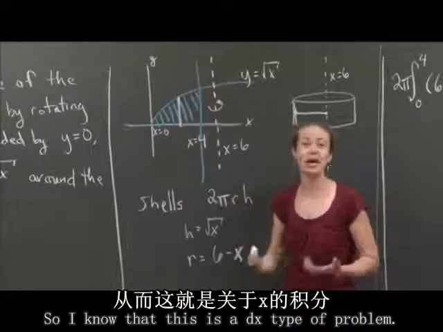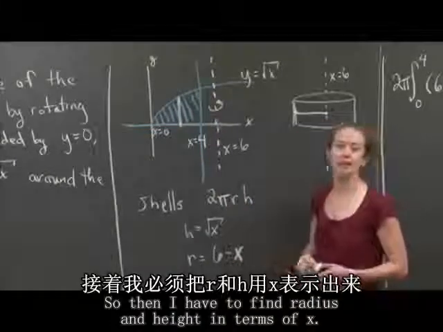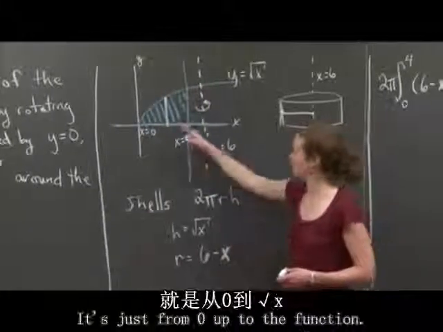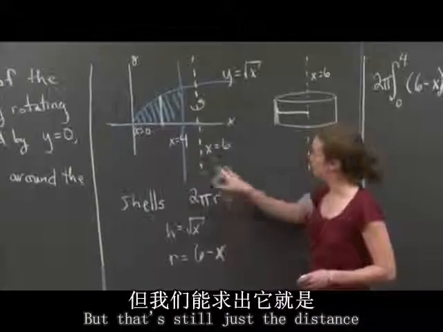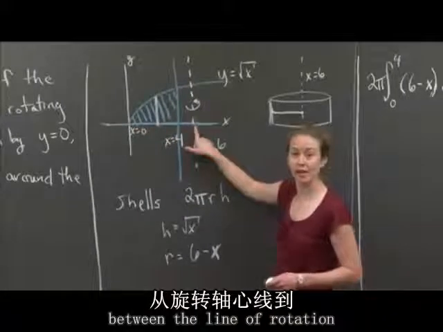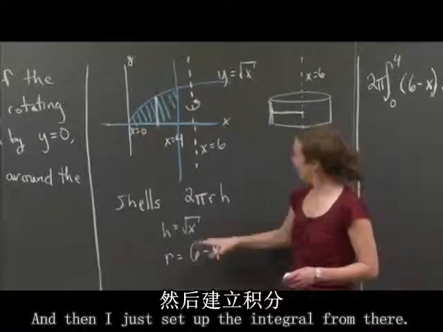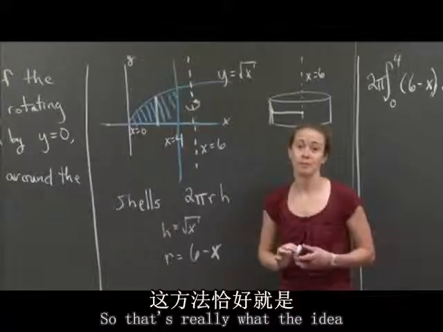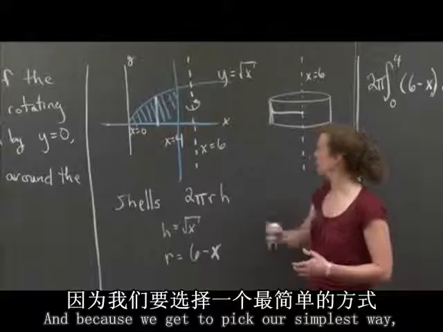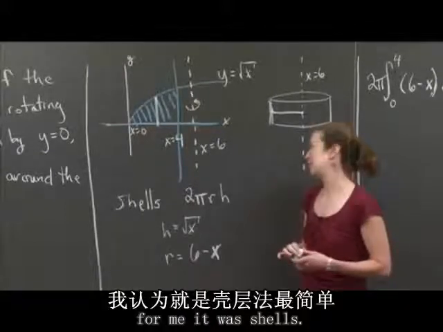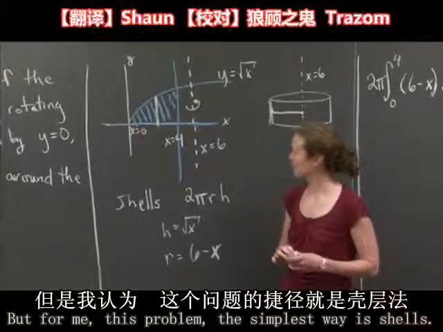So I know that this is a dx type of problem. I know I'm integrating something in x. So then I have to find radius and height in terms of x. The height's the freebie. It's just from 0 up to the function. The radius is maybe a little harder, but that's still just the distance between the line of rotation and the point where you are. And so that's 6 minus x. And then I just set up the integral from there. So that's really what the idea is in doing these types of problems. And because we get to pick our simplest way, for me it was shells. Maybe you picked washers. But for me, the simplest way for this problem is shells. So I guess that's where I'll stop.